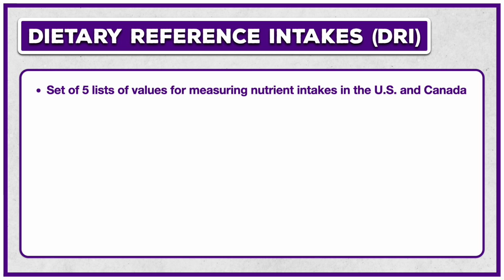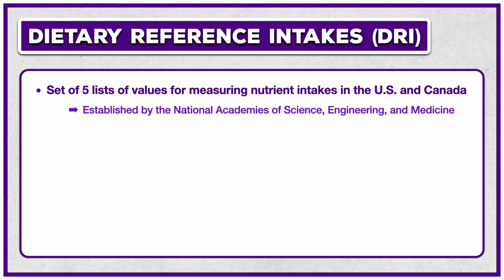The DRI is a set of 5 lists of values for measuring nutrient intakes in the United States and Canada. Those lists are established by the National Academies of Science, Engineering, and Medicine, which includes leading researchers and scientists in nutrition and health. They evaluate the existing evidence for each nutrient and then create recommendations for both sexes and various age groups, a process that has been ongoing since 1997.